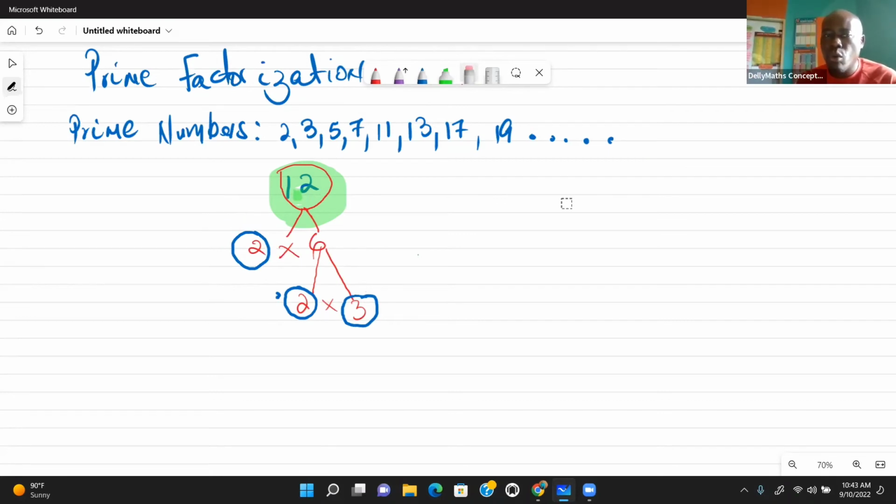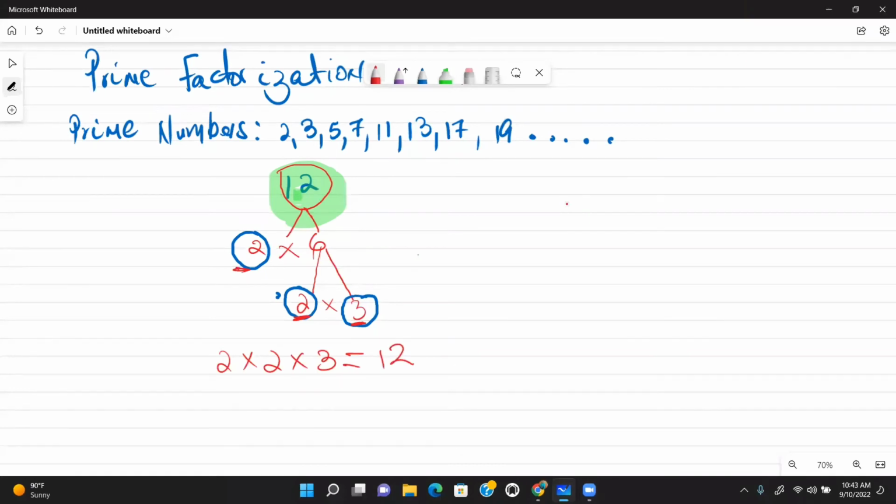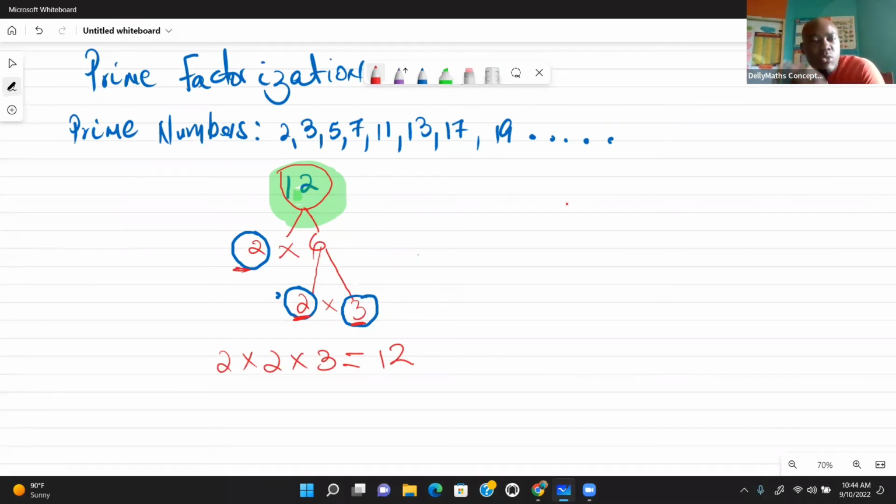Look at what I'm going to do now. I'm going to put together all of them at the bottom. 2, which is this one, times 2 again, which is this one, times 3, which is this one. Can anybody tell me what the answer is? 2 times 2 is 4, times 3 is 12. So you see that 12 was built on prime numbers, because we could multiply prime numbers and end up getting 12.